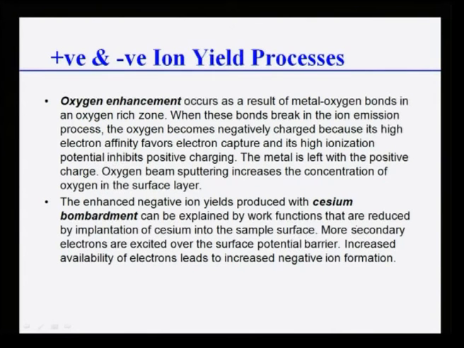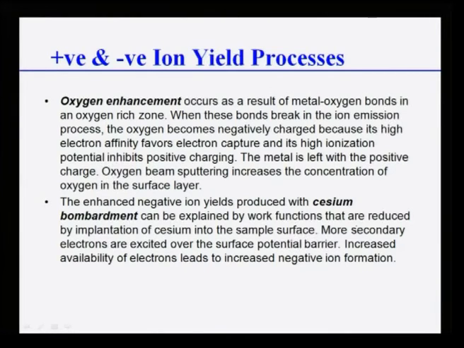So, if I consider positive and negative ion yield processes, then I need to tell you that oxygen enhancement occurs as a result of metal-oxygen bonds in an oxygen-rich zone. Therefore, metals which form very good metal-oxygen bonds will give better secondary ion yields. When these bonds break in an ion emission process, oxygen becomes negatively charged because of its high electron affinity, which favors electron capture, and its high ionization potential inhibits positive charging. So, the metal is left with a positive charge. Oxygen beam sputtering increases the concentration of oxygen in the surface layer. That is possible because oxygen first bonds with the metal, then the bond breaks, the oxygen ion remains there, and the metal ion comes out.